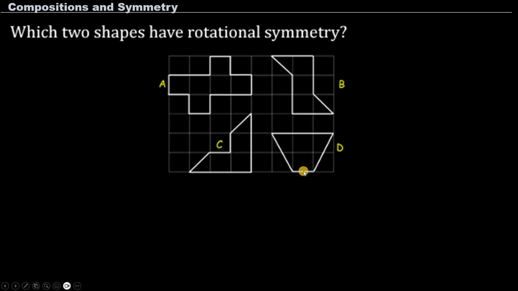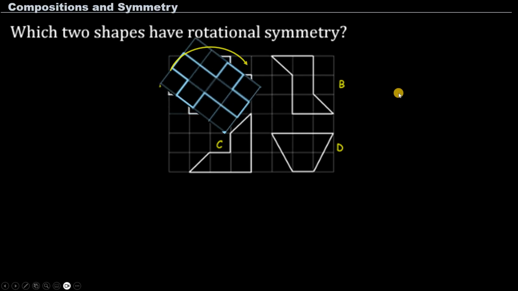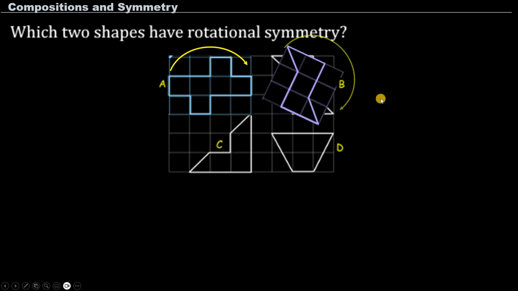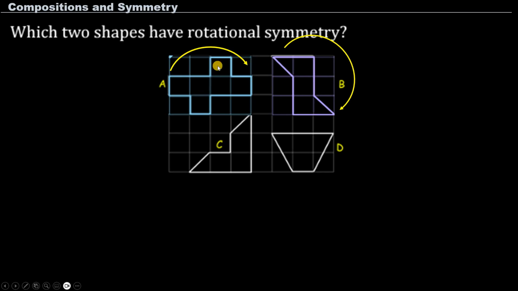If we look at D, we've already talked about trapezoids, which means by default, A and B are the only 2 that are left. So A, if you rotate it 180, you get the same shape back. And B, if you rotate it also 180, you get the same shape back. So A and B are the 2 shapes that have rotational symmetry.